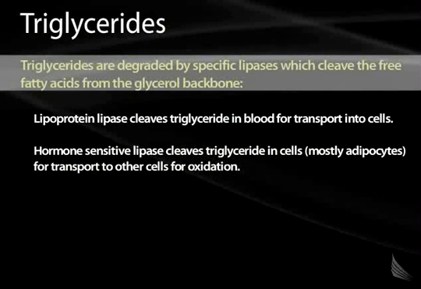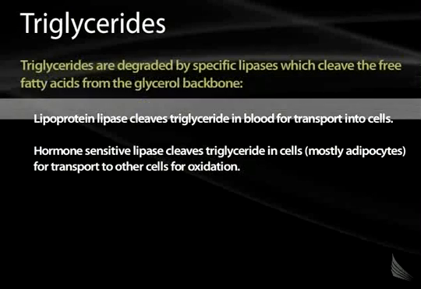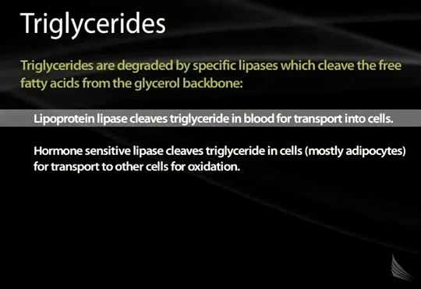Triglycerides are broken down by specific enzymes that are called lipases, and these lipases cleave the free fatty acids from the glycerol backbone. Now, there are two of these that we'll consider. One is lipoprotein lipase, and that cleaves triglyceride in the blood for transport into cells. And we'll talk about that later when we discuss lipid transport.